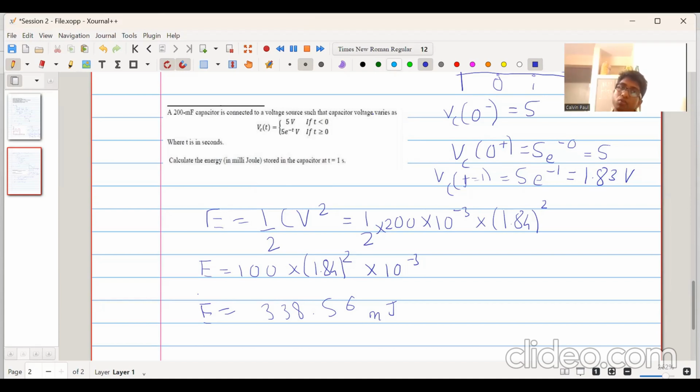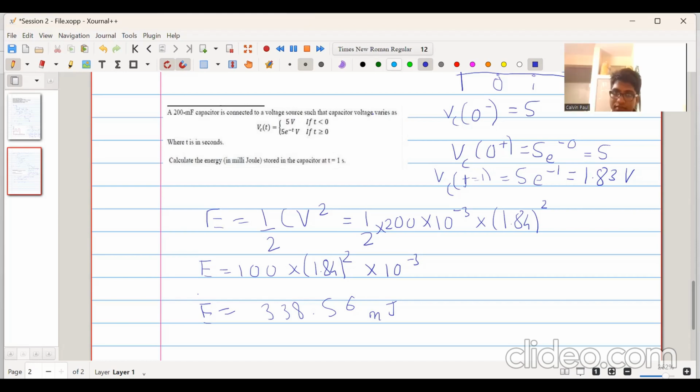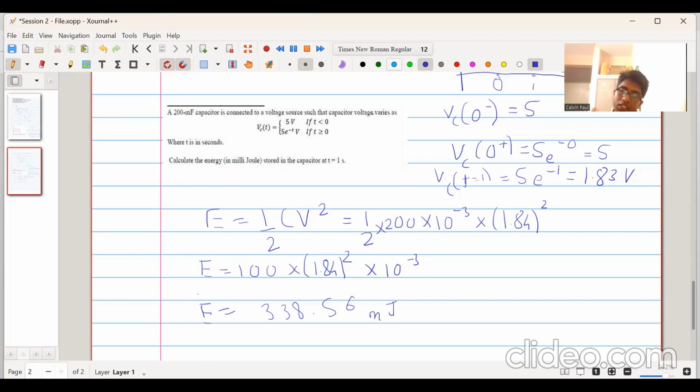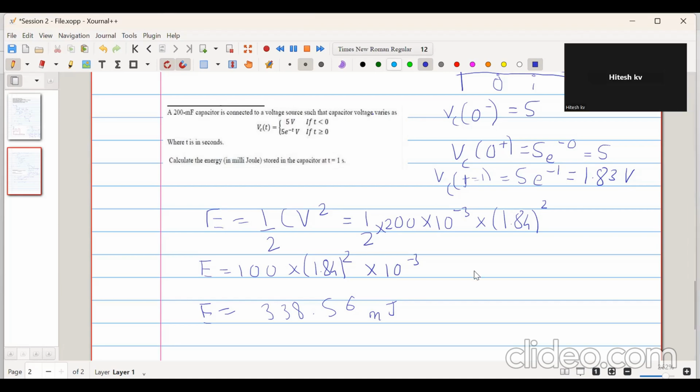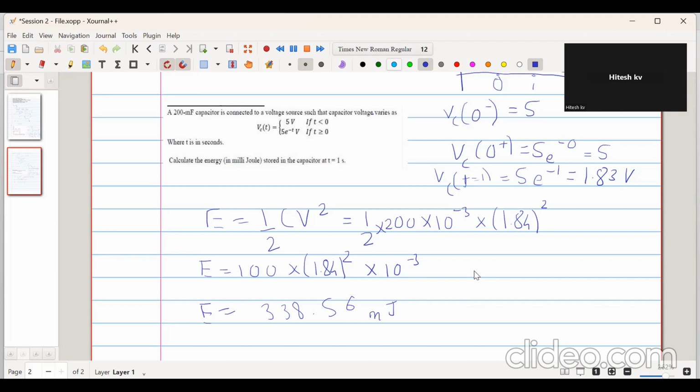If they ask what the change in energy is, then we have to consider it. But they are saying the energy stored at t equal to 1 second. That means it should be just half C into V square, with the voltage at that particular instant. So the capacitor is actually discharging after t equals 0, am I right? Yes, discharging. Okay, sir, I understood it. Thank you, sir.